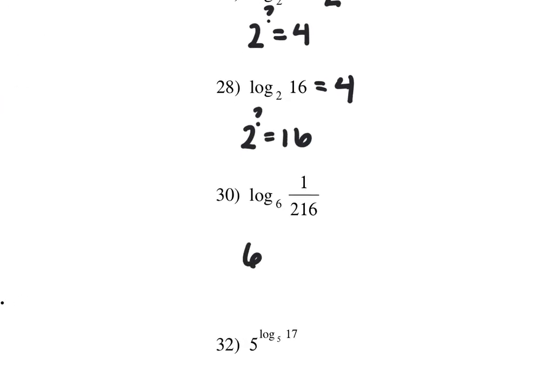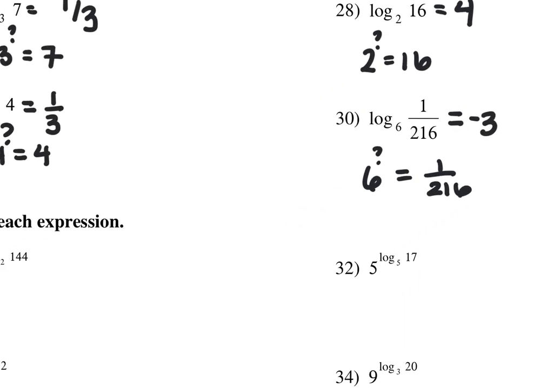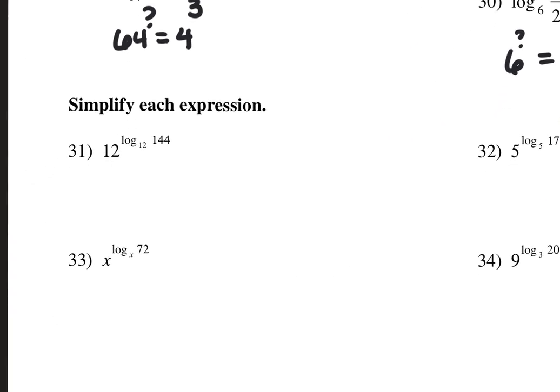Okay, we have 6 is equal to 1/216. So we grow and then we switch, and we're trying to see 6 to what power equals 1/216. So we know that 6 cubed is equal to 216. But it's in a fraction. So if it's in a fraction, that means we have a negative exponent. And that's how we get -3.